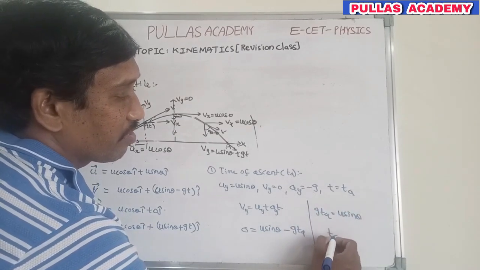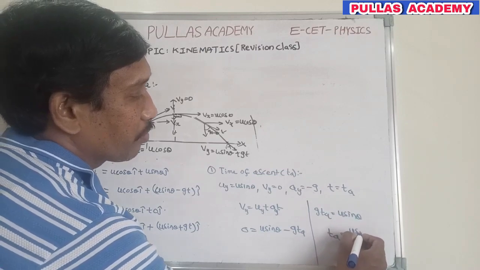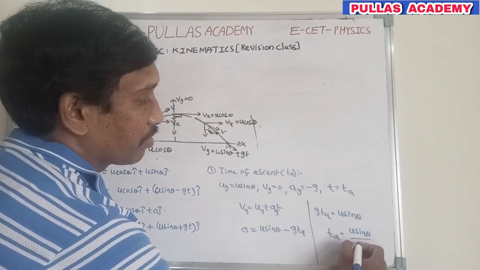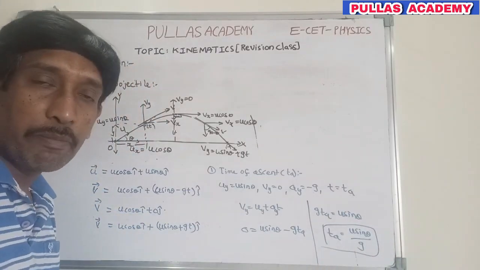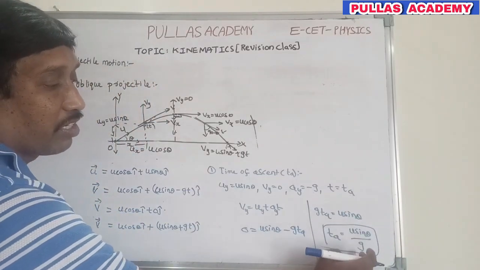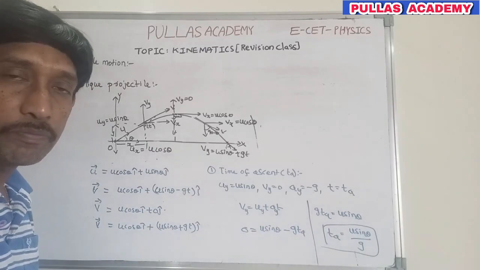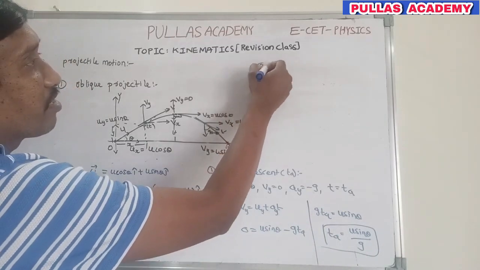Then ta is equal to what is the formula? u sin theta by g. So this expression stands for time of ascent. Time of ascent, ta, is equal to u sin theta by g. That's the formula. Okay, now next one is what?